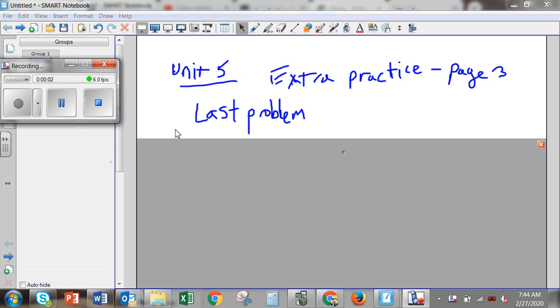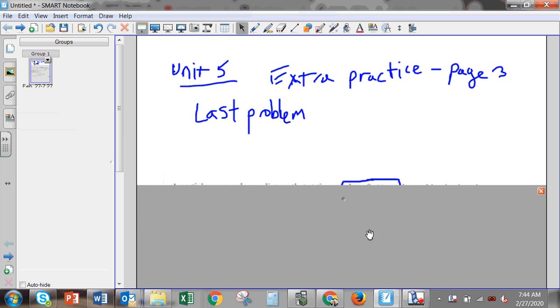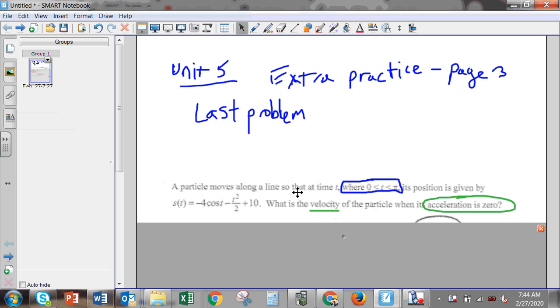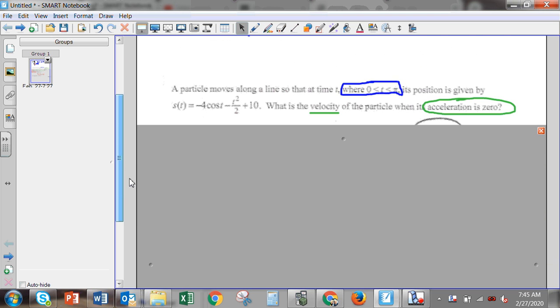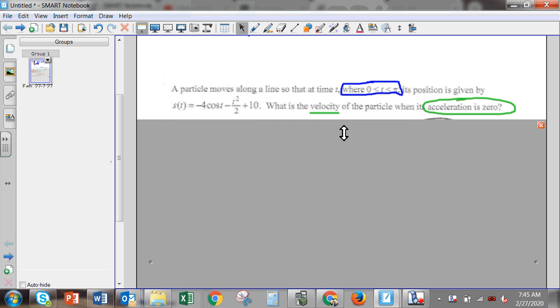Hey, this is from Unit 5, that extra practice packet before quiz number 9, page 3, the bottom problem. A particle moves along a line at time t, where time is between 0 and pi. Its position is given by s of t, the position function, negative 4 cosine t minus t squared over 2 plus 10. What is the velocity of the particle when its acceleration is 0?